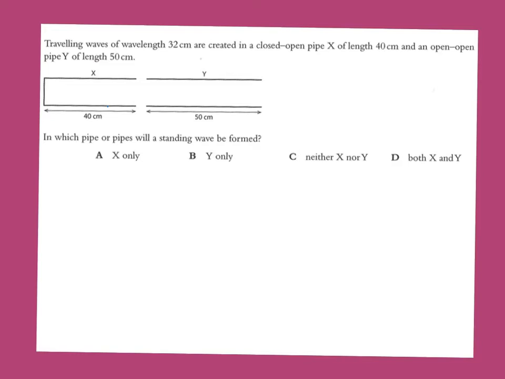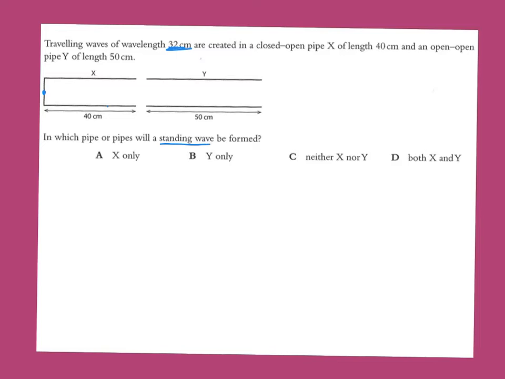All right, so this is a good question, right? This is now really going to test whether we are able to understand what's going on. Okay, so wavelength of 32 centimeters, all right? So let's think about that. If I have, I got to have a node, right?